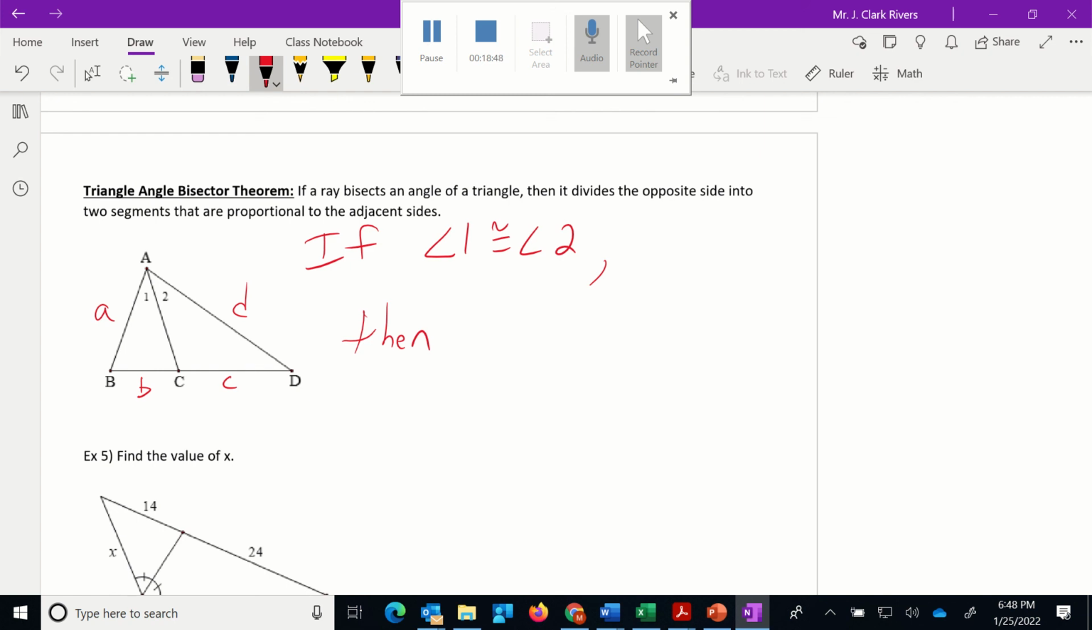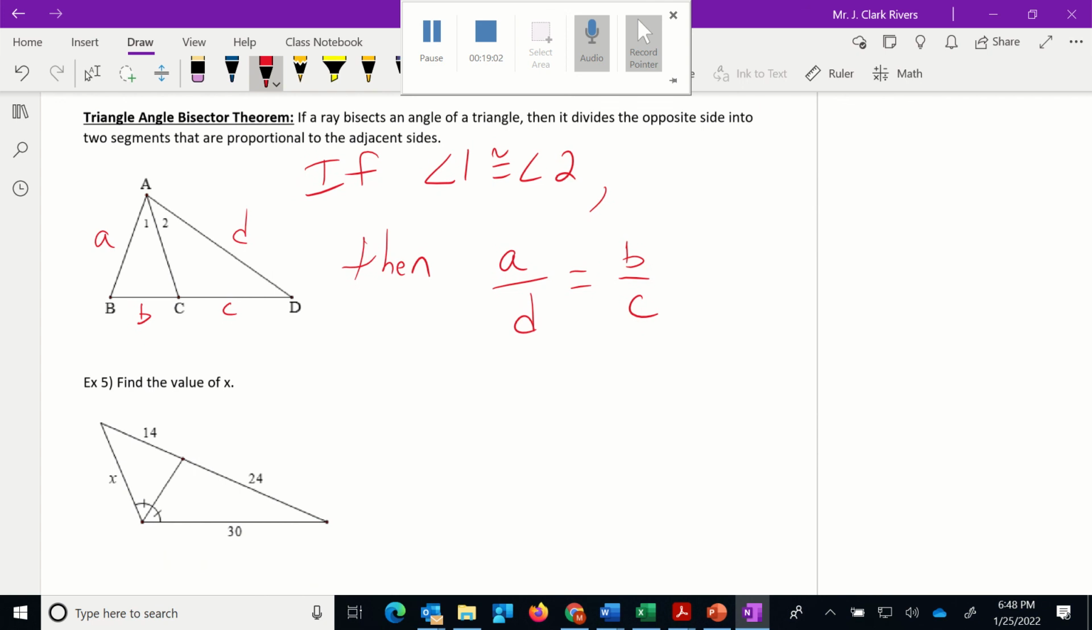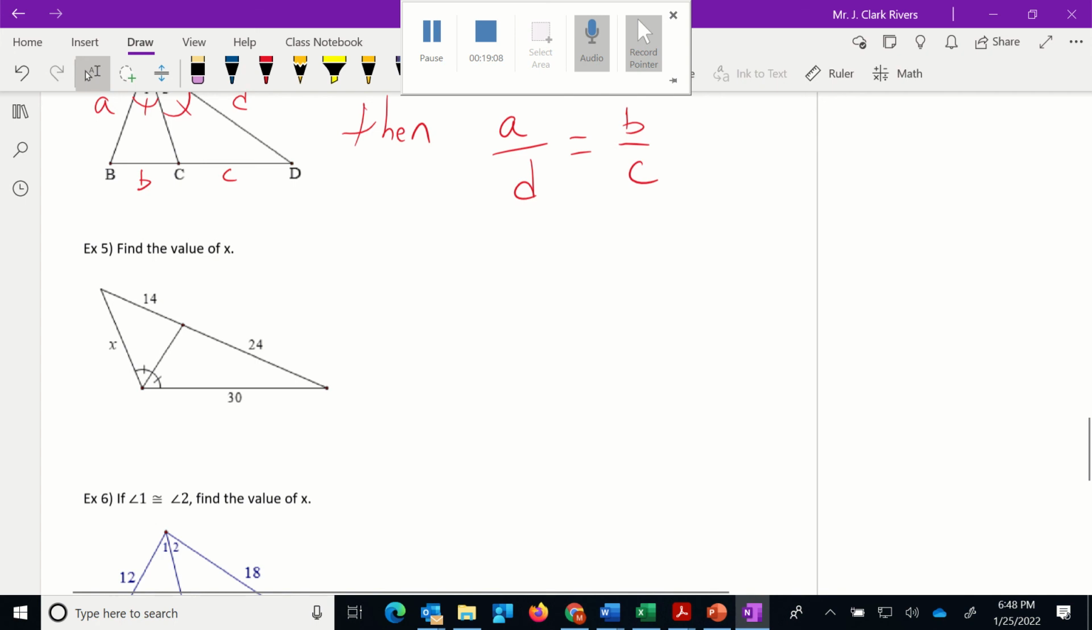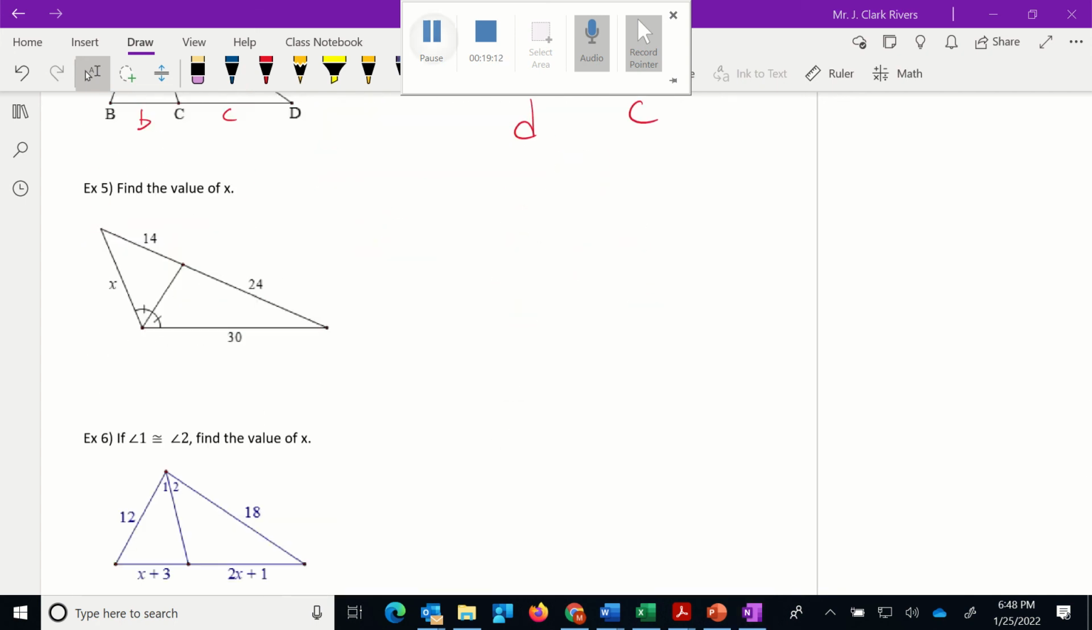So then we'll say left over right, that'd be A over D is equal to left over right, B over C. Very good. So that's the triangle angle bisector theorem. We have to have this angle bisected, right? We have to know in this case angle 1 is congruent to angle 2. Try example 5 on your own using the triangle angle bisector theorem.